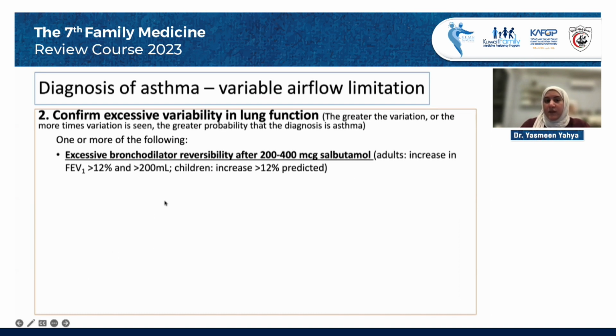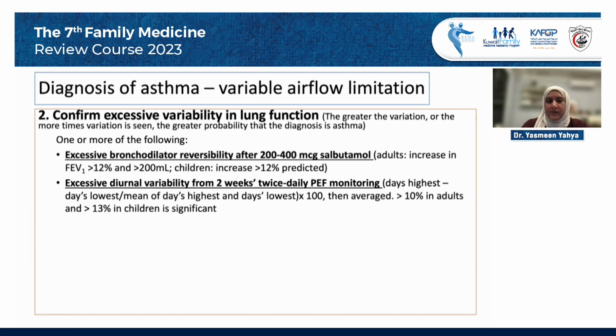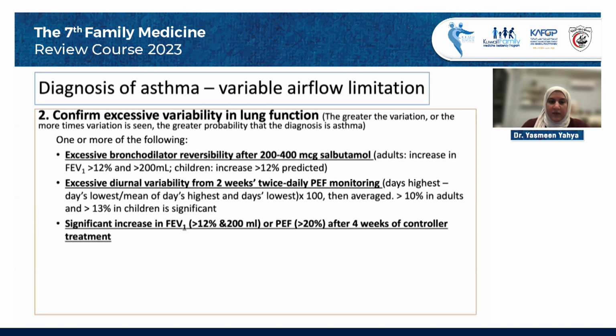We discussed earlier the bronchodilator reversibility after administering salbutamol, a 12% and 200 ml increase. There's also excessive diurnal variability from a 2-week, twice daily peak flowmetry monitoring. So if the patient has a peak flow meter, or decides that he wants to buy one, and he does it every day, morning and evening, then you will check the variability. If it's more than 10%, this means that there is diurnal variability.